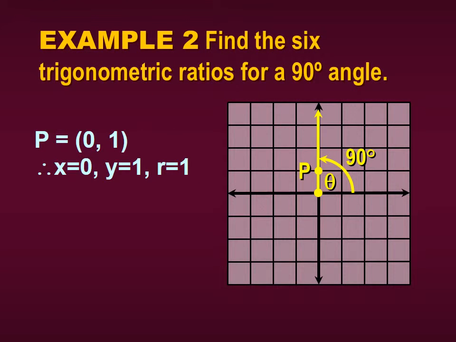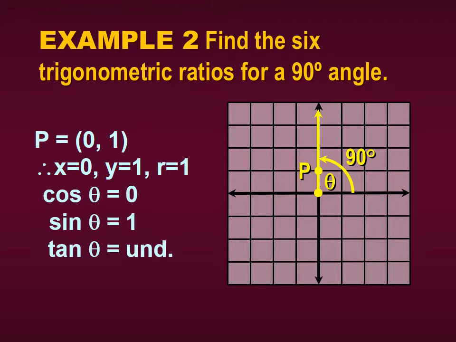So let's say we have the point 0, 1. If you look at the point 0, 1, you can see that's 90 degrees. At the point 0, 1, x is equal to 0 and y is equal to 1. And if you were to do x squared plus y squared equals r squared, you would find that r is equal to 1 as well. And because of that, now we can get our ratios.